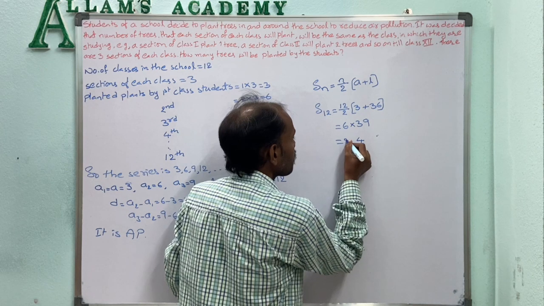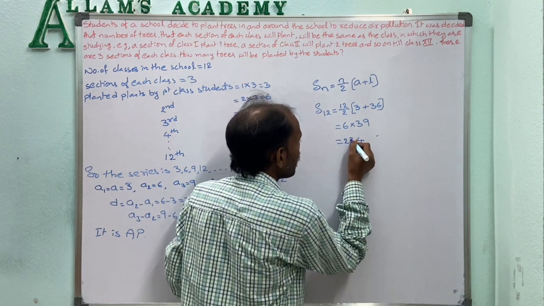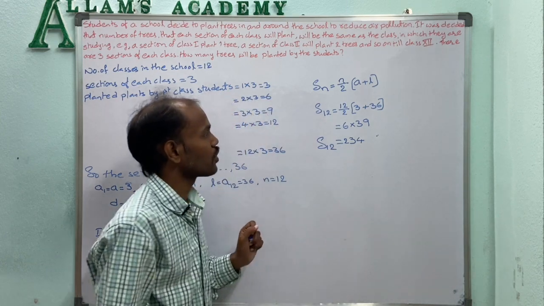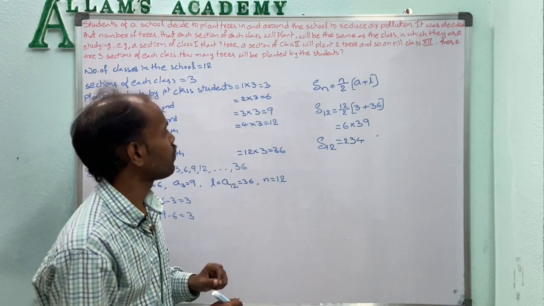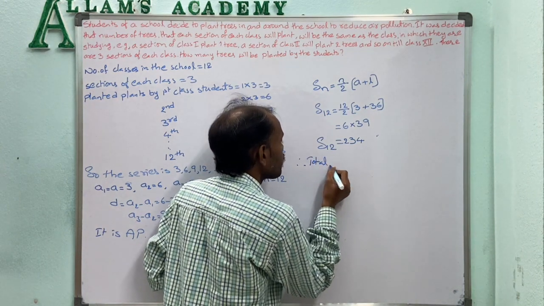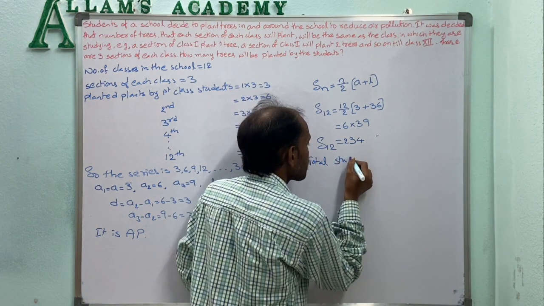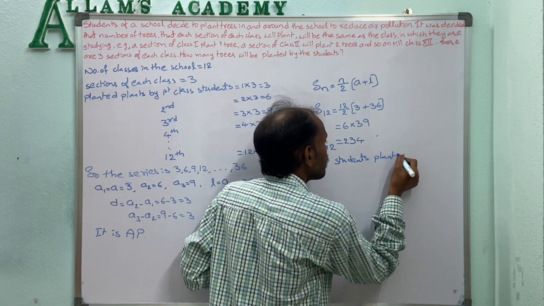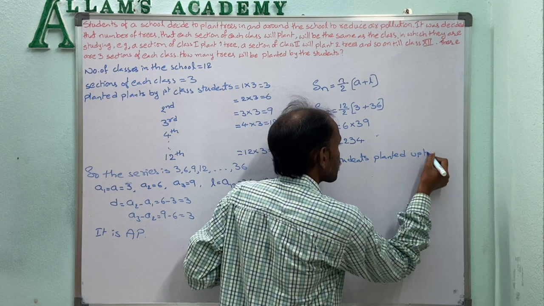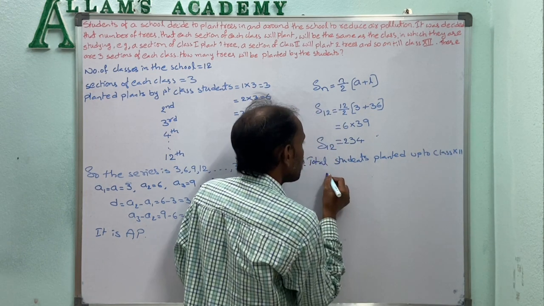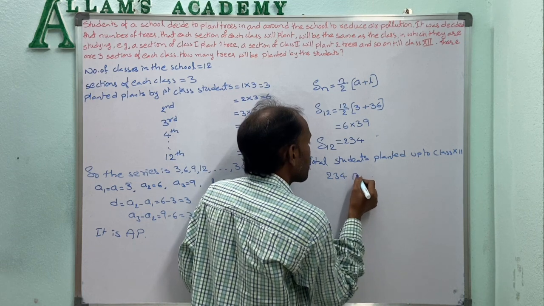that equals 234. So the total plants planted by students up to class 12 is 234 plants.